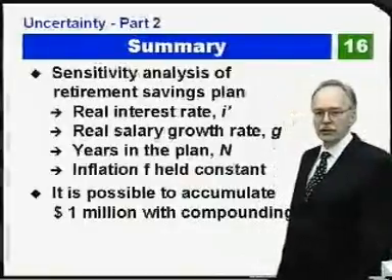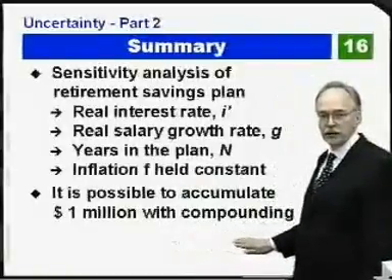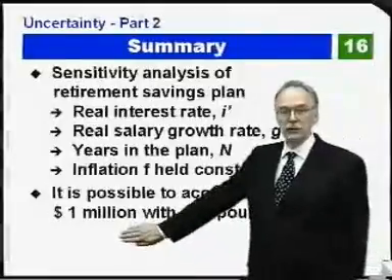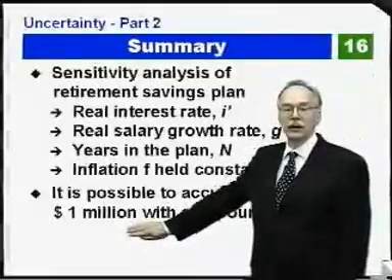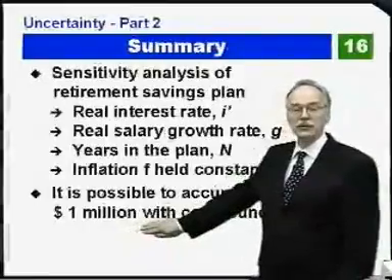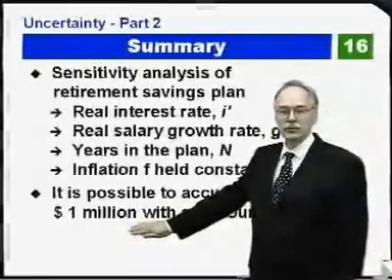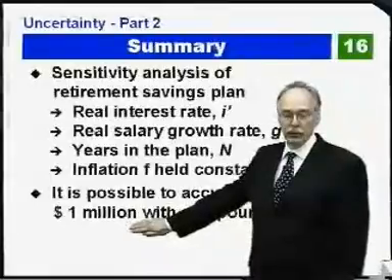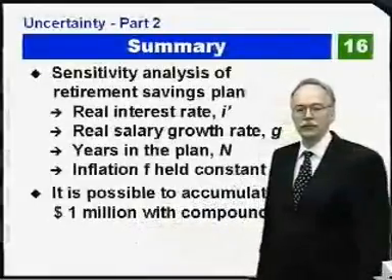Again, the major conclusion: it is possible to accumulate $1 million with compounding, where this $1 million is in constant purchasing power. That would be a nice sum of money for retirement, given that you may have some other types of retirement plans, Social Security perhaps, or employer-funded plans and so forth.